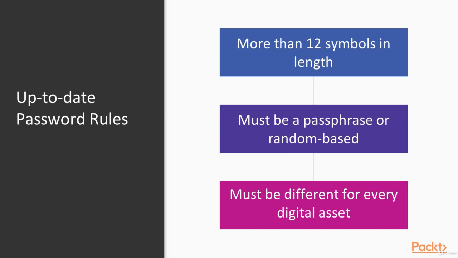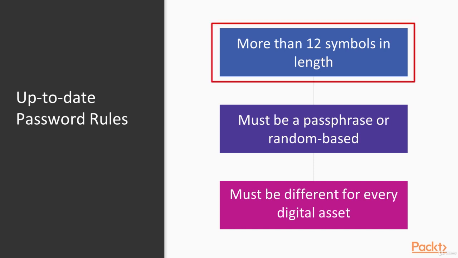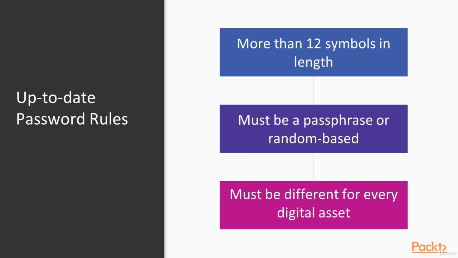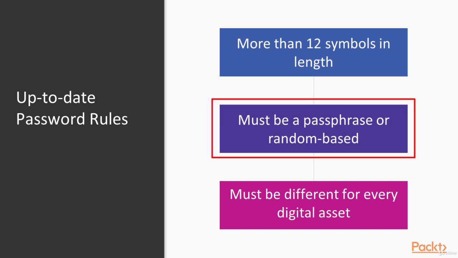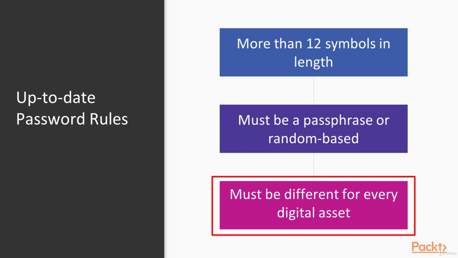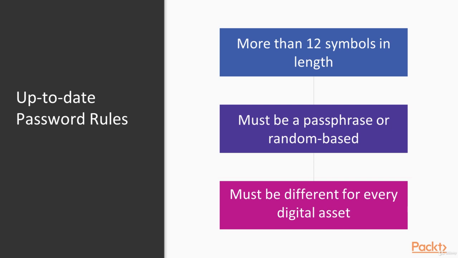Here are the new up-to-date password rules. The password must be more than 12 symbols long, must be a passphrase or random based, and you should not use the same passwords for different digital assets. For every digital asset, your password must also be different. But in reality, these rules are easier to say than to follow.